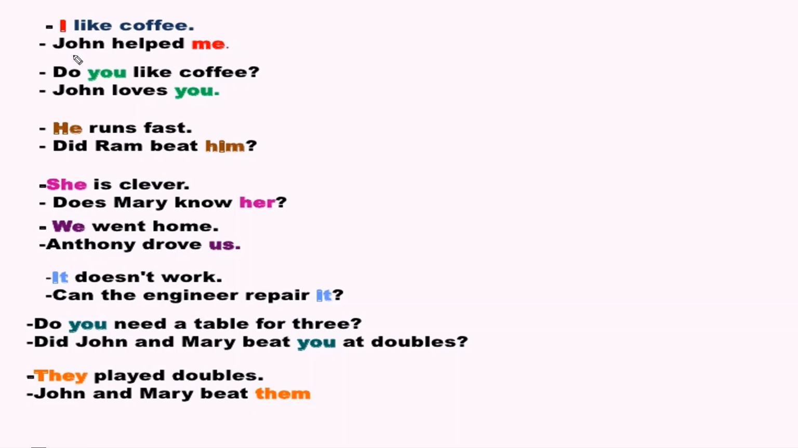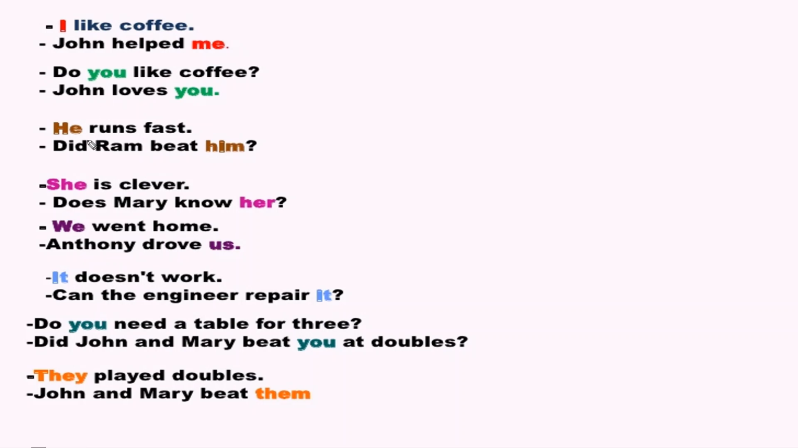In the second sentence, John helped me. See here, helped is the verb, and me is used after the verb. So it is known as an object pronoun. You can have many examples. Do you like coffee? John loves you. Here you is a subject pronoun, and here you is an object pronoun, but both are written the same, as I told you earlier as well.